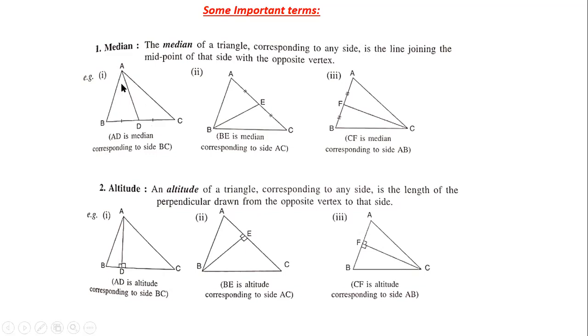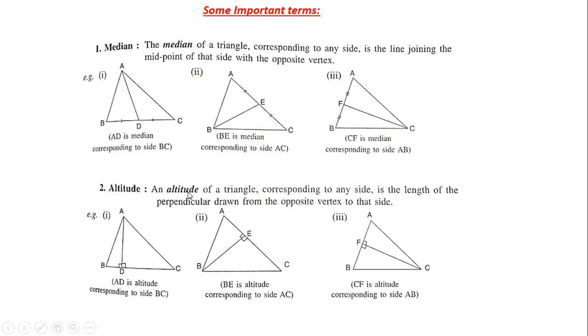So now we have to understand what a median is. If D is the midpoint of this BC, then the line joining this midpoint and the opposite vertex of this BC is known as the median. Here in this case AD is the median, in this case BE is the median, and CF is the median.